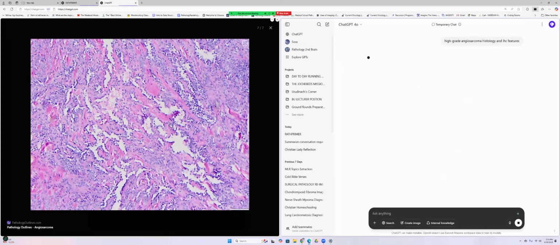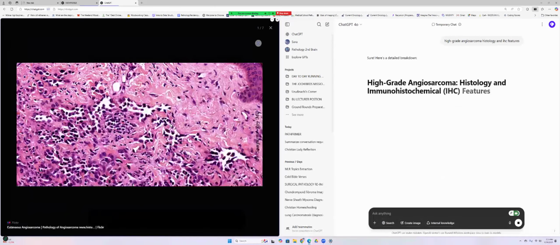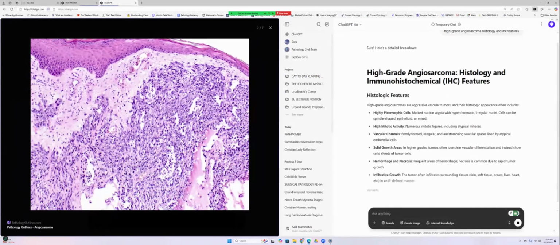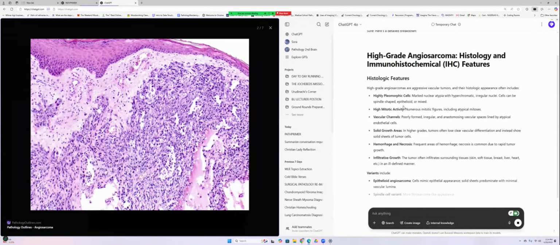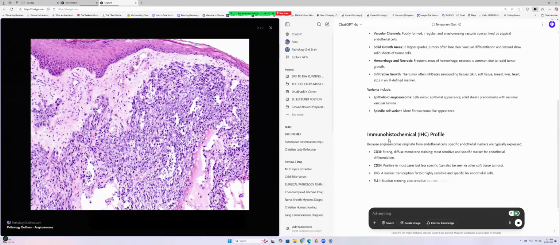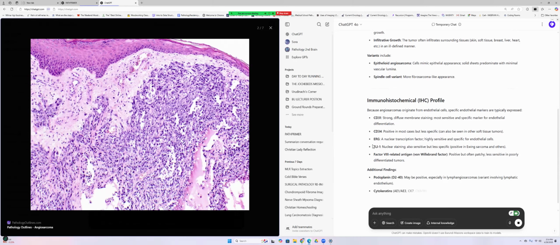So let's come back to here. Okay, I think we've seen until now. So, IHCs for angiosarcoma. Pleomorphic cells, mitotic activity, vascular channels with hemorrhage and necrosis, blood leaks. There's an epithelioid variant, there's a spindle cell variant, and then CD31 will be strong, and if you do CD34, ERG will be there.